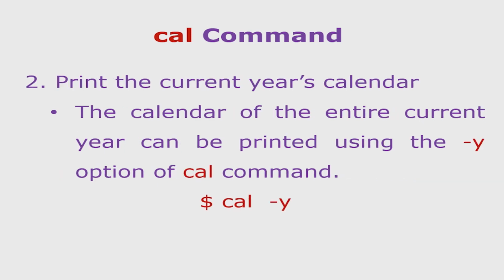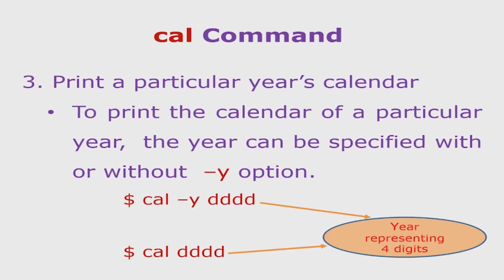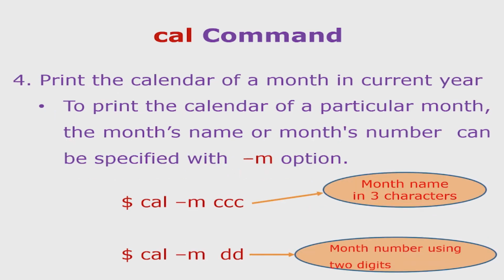The calendar of the complete current year can be printed using the -y option of cal command. To print the calendar of a particular year, the year can be specified with or without -y option. To print the calendar of a particular month of the current year, the month's name or month's number can be specified with -m option in cal command.